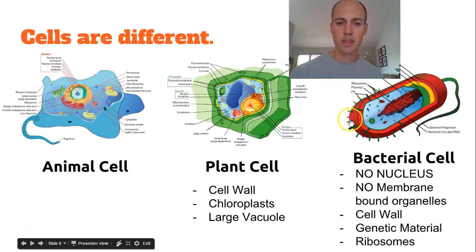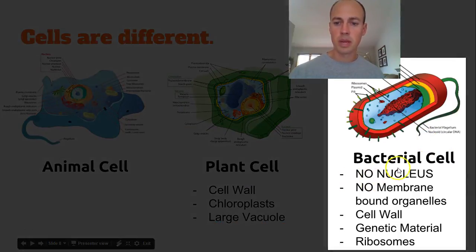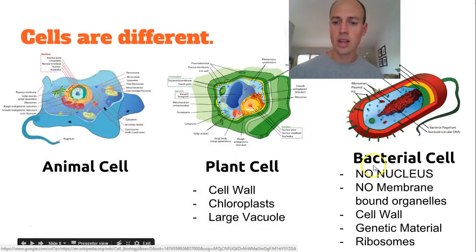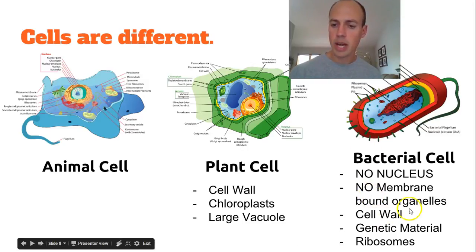Bacterial cells are different than the other two as well. Bacterial cells don't even have a nucleus that encases their genetic material or DNA. It's just kind of free-flowing inside the bacteria. These are smaller too, by the way. There aren't any membrane-bound organelles like Golgi bodies or endoplasmic reticulum or lysosomes. But they do have a cell wall.